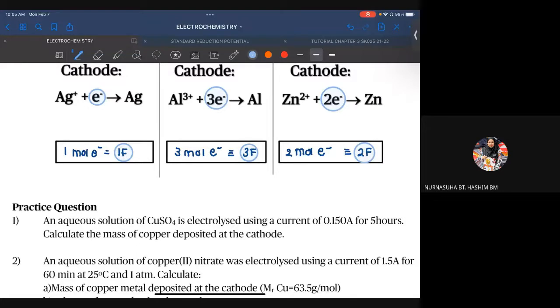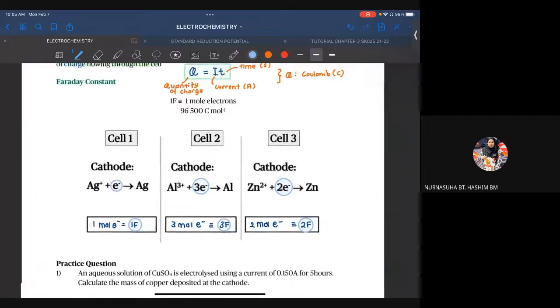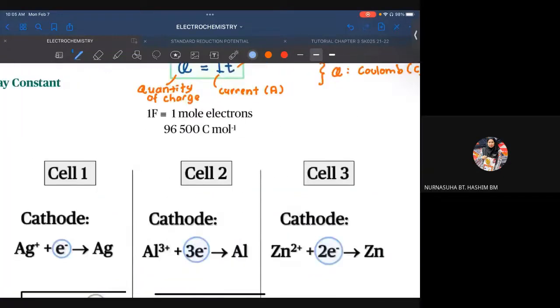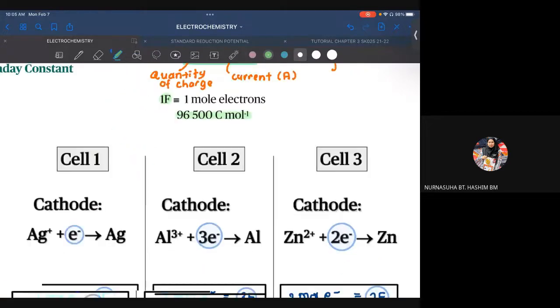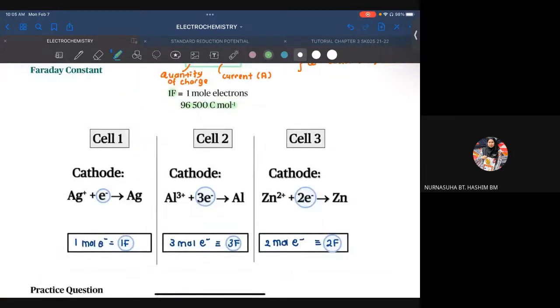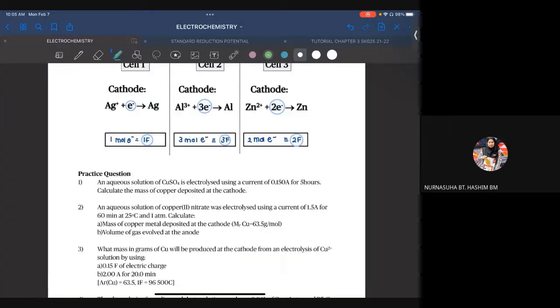Okay, so daripada situ kita boleh dapatkan quantity of charge. Okay, now, apa kaitan Faraday dengan coulomb tadi? So 1 Faraday corresponds to 96,500 coulomb. So 1 Faraday bersamaan dengan 96,500 coulomb. So kita akan interchange here nantilah. Okay guys, so let's start.